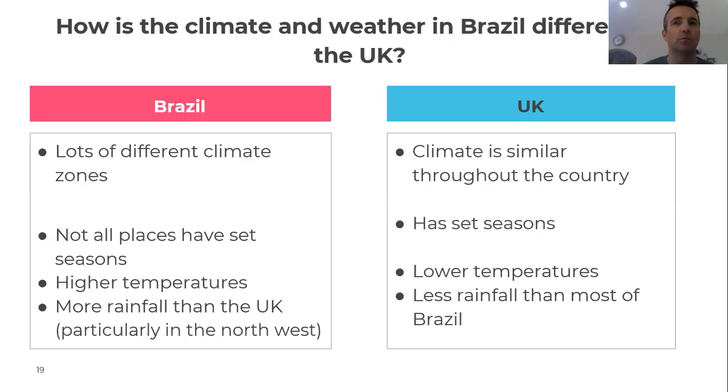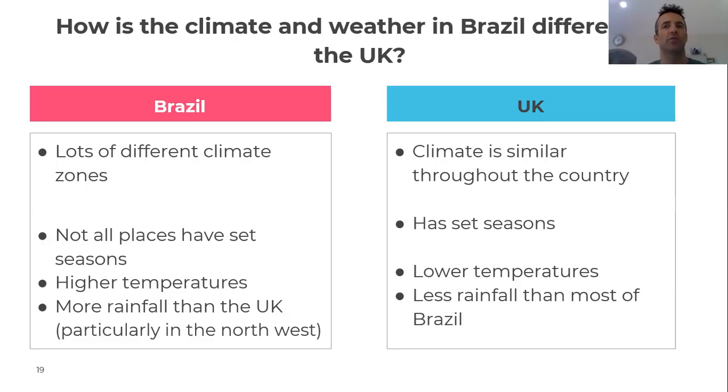In Brazil, not all places have set seasons. So we saw in Manaus that the temperature stays more or less the same throughout the year, whereas in the UK, the temperature goes up and down depending on the season. So the UK has set seasons like spring, summer, winter, and autumn, whereas in Brazil, not all the places have that. We also know that in Brazil, in general, the temperatures are higher than they are in the UK.